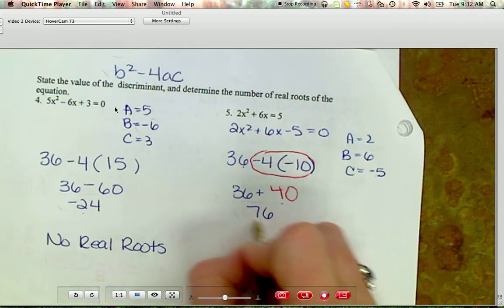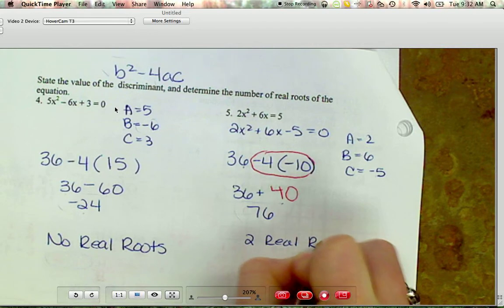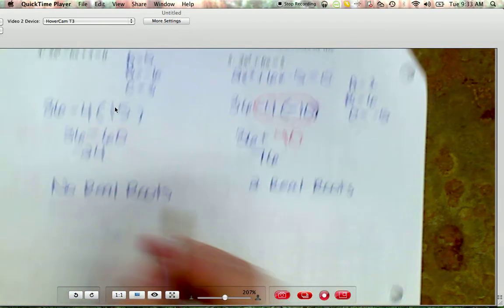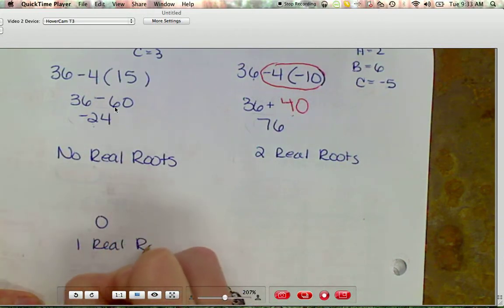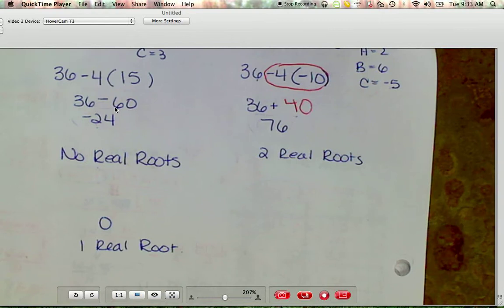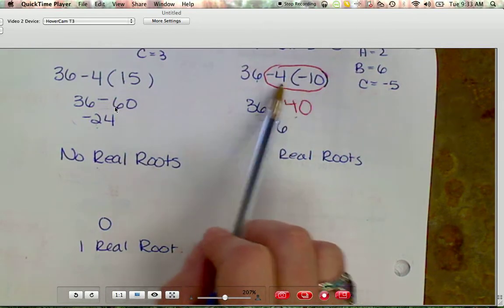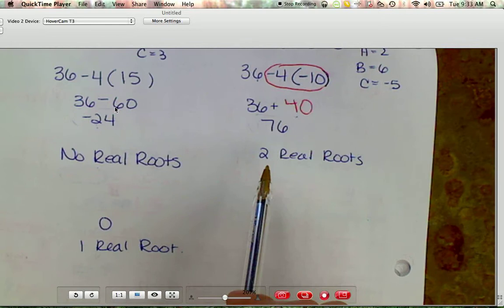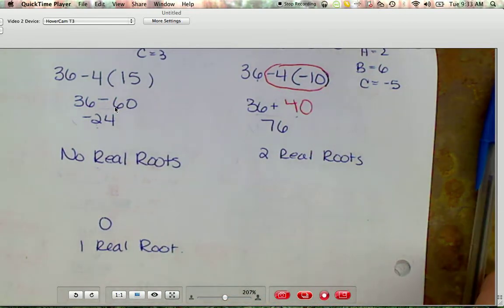So if this answer is positive, it gives us 2 real roots. If this answer is negative, we get no real roots. If the answer is 0, we get 1 real root. The biggest thing with the quadratic formula is that you watch your signs. It's always a sign issue with the quadratic formula. And just take your time and go slowly so you don't make a mistake. There are lots of places where you can make a mistake. You want to be careful that you take your time.